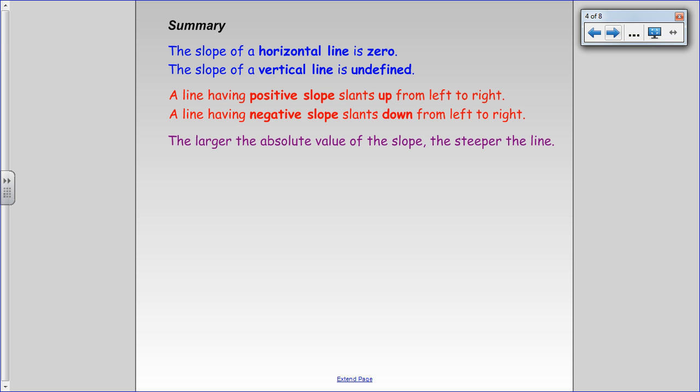One final fact about slope that is useful to remember is that the larger the absolute value of the slope, the steeper the line. For instance, a line having a slope of 3 goes up more steeply, rises more quickly than a line having a slope of 2.